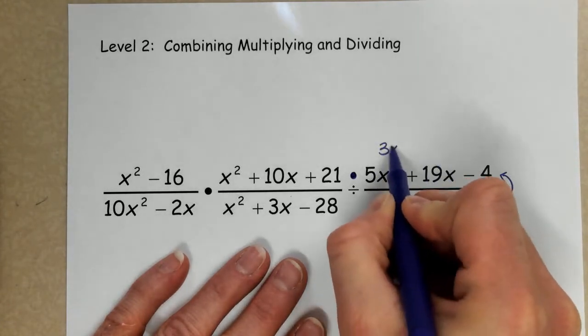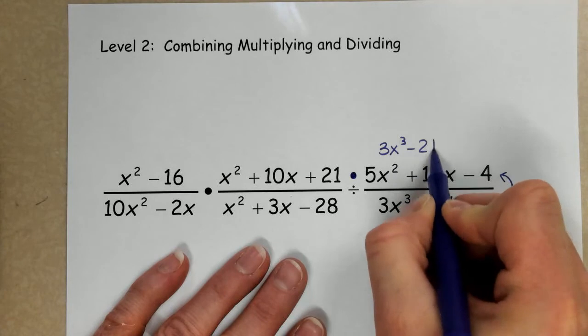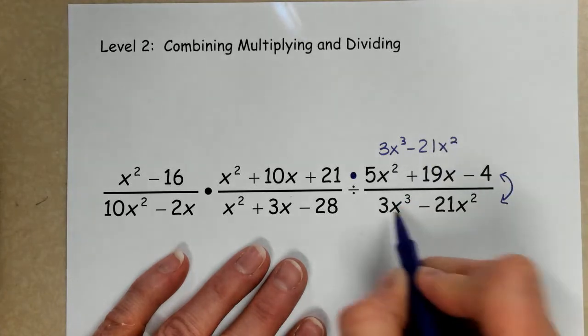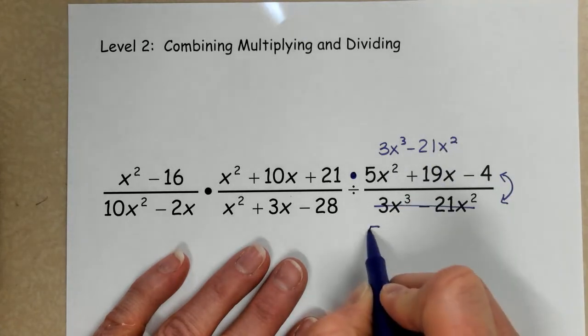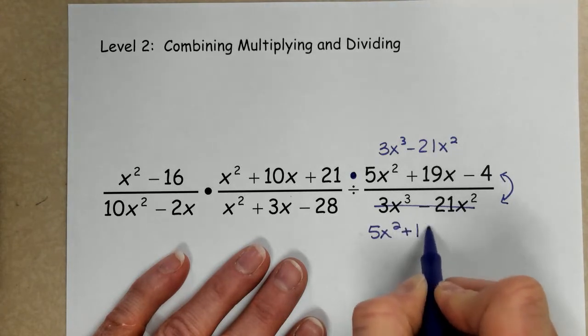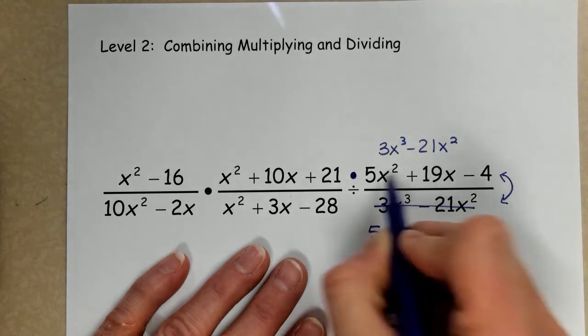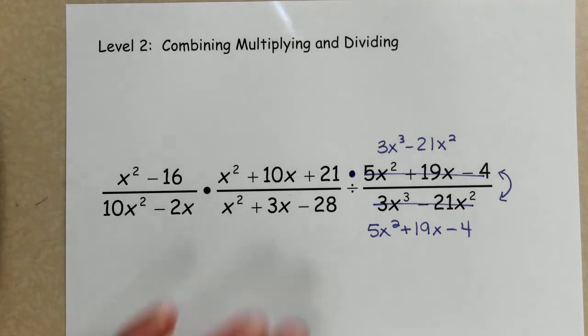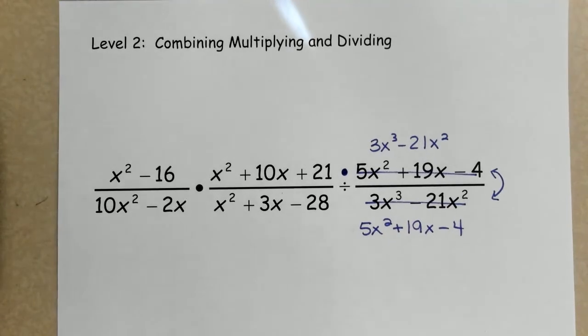So 3x cubed minus 21x squared becomes my numerator. And 5x squared plus 19x minus 4 becomes my denominator. Okay, so that is your first step.